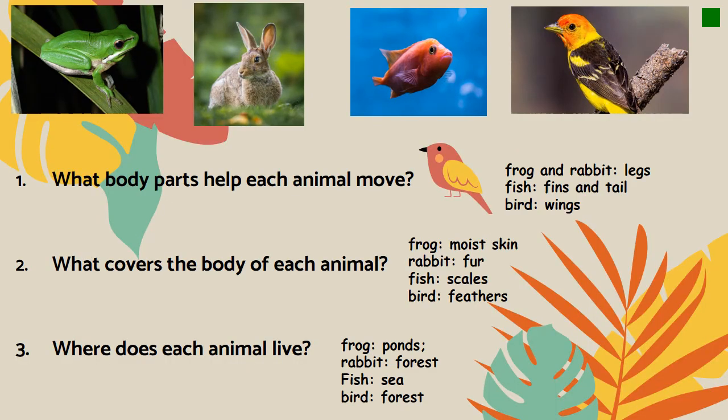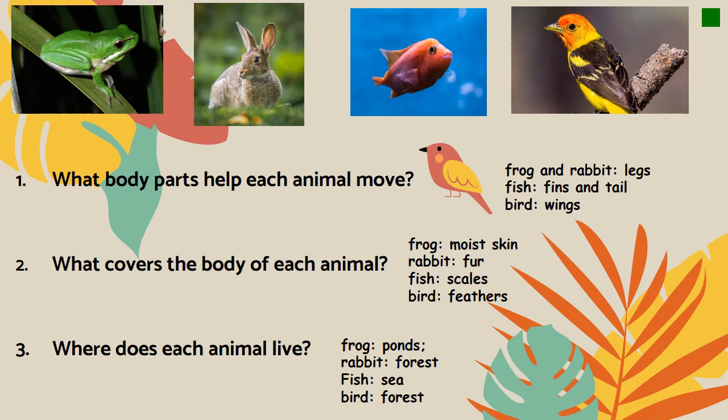Now let's take a look at some ways animals are different and alike. Here we have a frog, a fish, a bird, and a rabbit. Okay, number 1. What body parts help each animal move? What do you think? The frog and the rabbit have legs, so their legs help them move. The fish have fins and tail, so their fins and tail help them move. The bird has wings that help them to fly.